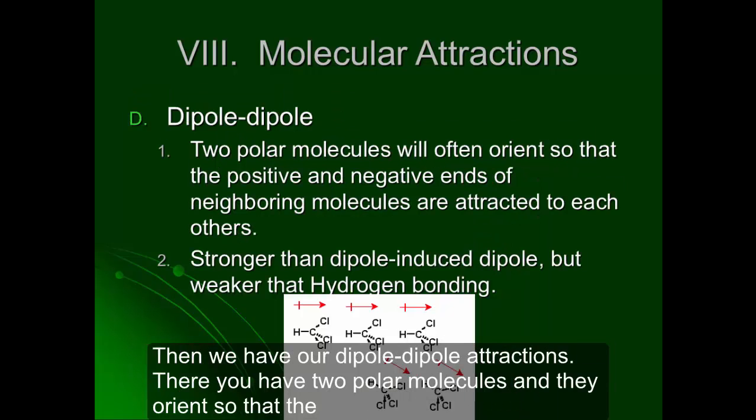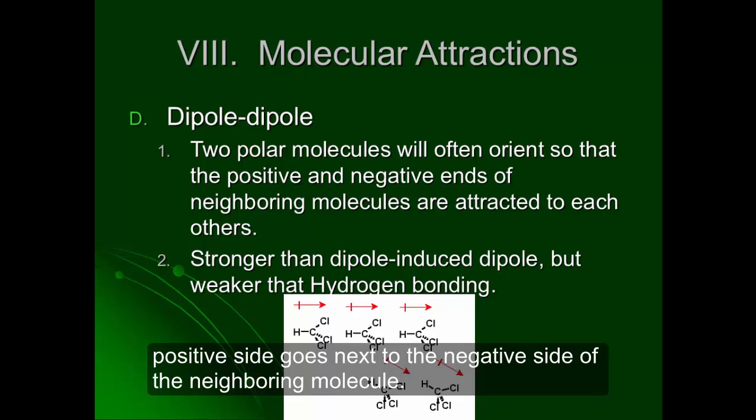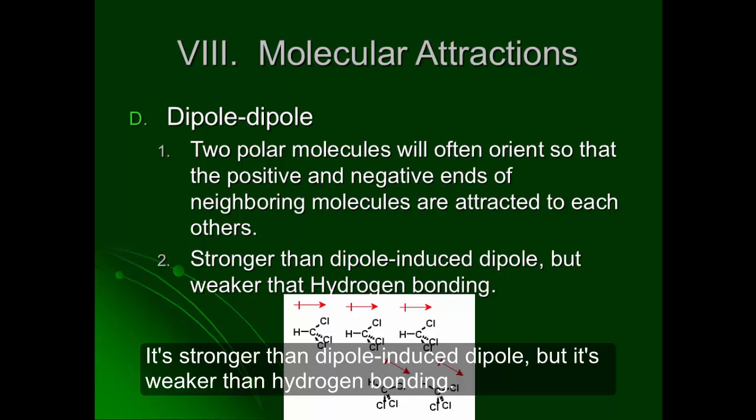Then we have our dipole-dipole attractions. There you have two polar molecules, and they orient so that the positive side goes next to the negative side of the neighboring molecule. It's stronger than dipole-induced dipole, but it's weaker than hydrogen bonding.